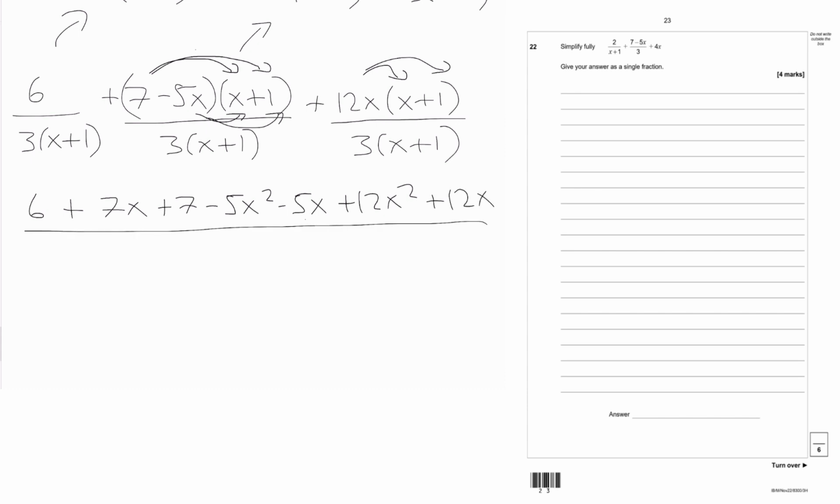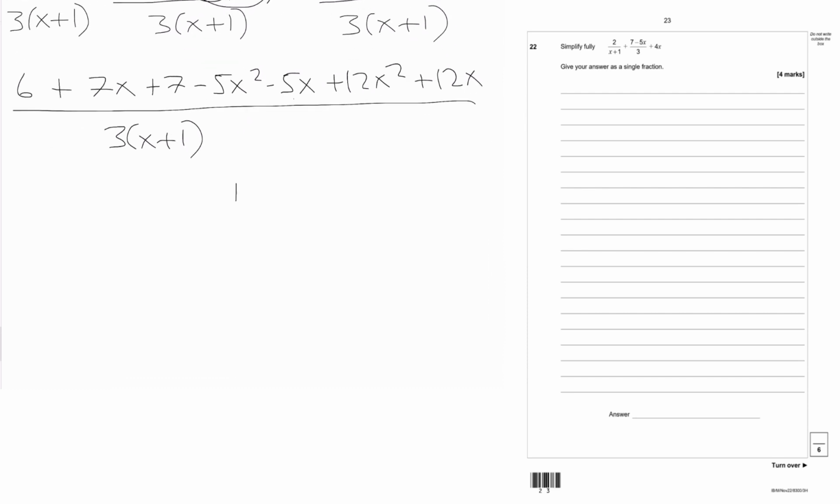And this is all over 3 times x plus 1. And now we can do our last simplification here. So we need to group the number terms, the x terms, and the x squared terms. So let's start with the x squared terms. So we have 5x squared and we have 12x squared. So 12x squared minus 5x squared is 7x squared.